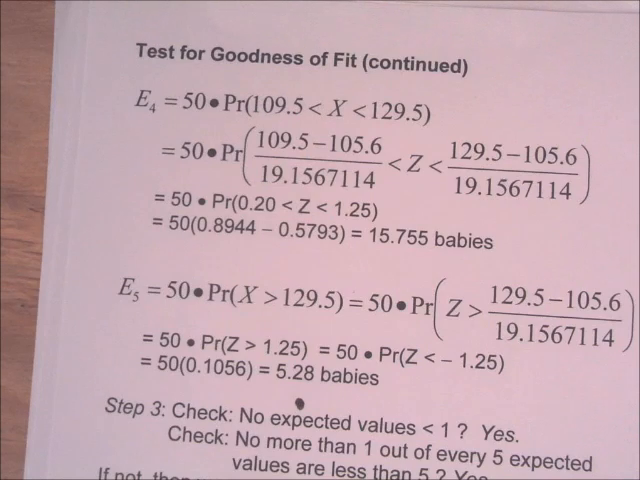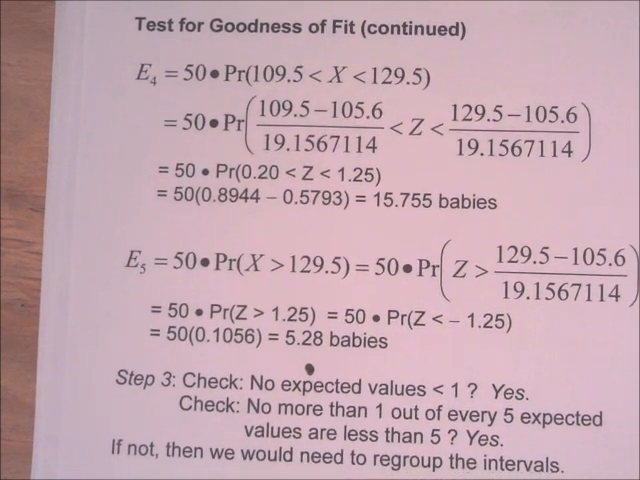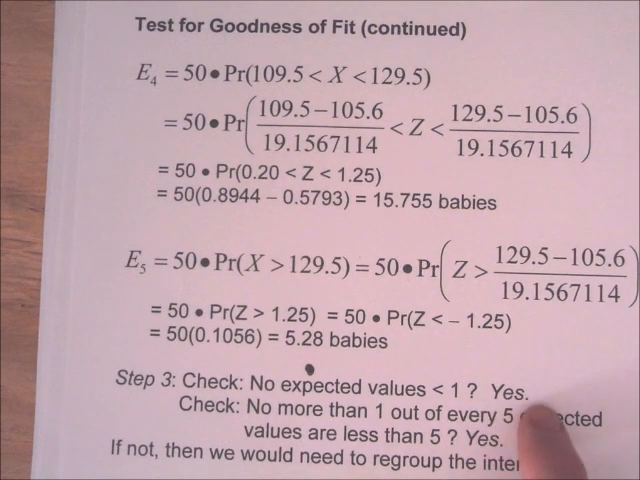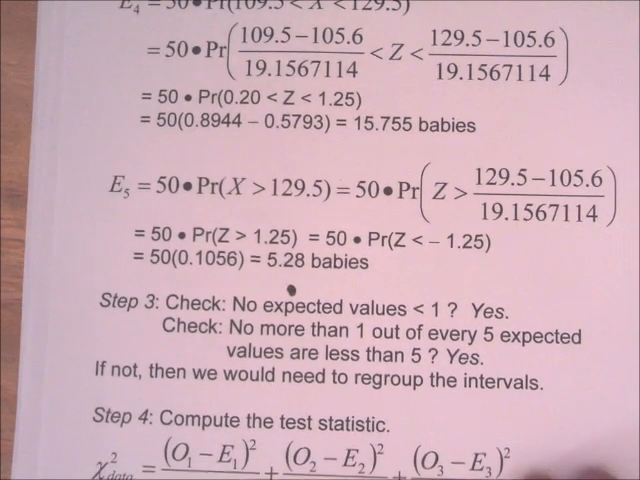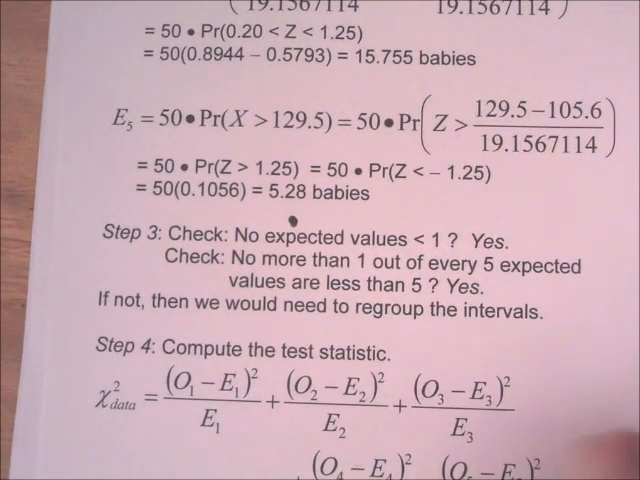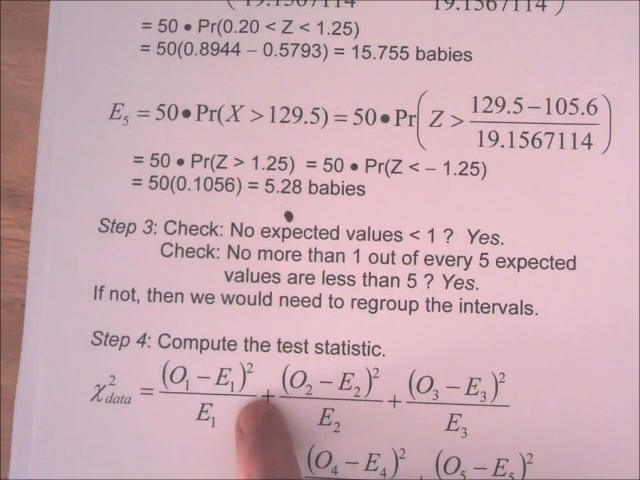And then the next thing we want to do is check that no expected values are less than 1, and that's a yes. And we also want to check that no more than 1 out of every 5 expected values are less than 5, and that's also a yes. We have 5 expected values, and exactly 1 of them was less than 5. If not, we would have to regroup the intervals so that we have larger expected values. And then we compute the test statistic.